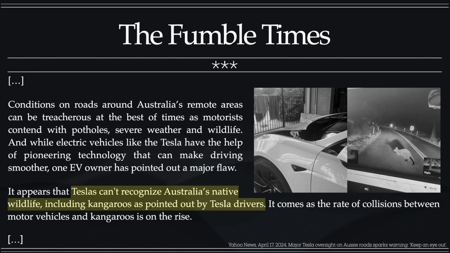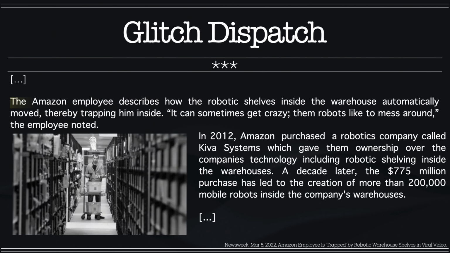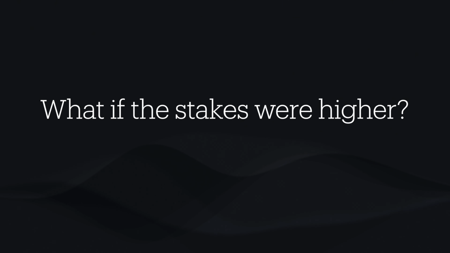There's really no shortage of news that we see when policies don't generalize well. One example is Tesla's not performing well in Australia because they had no kangaroos in their data set. Another one is Asimo, the Honda robot, which confused audience members when they were trying to wave their hand to ask a question versus taking out their smartphone to take a picture of the robot. Another one is this Amazon employee getting trapped in the warehouse because shelves were moving automatically. Okay, it's all fun and games, but what if the stakes were actually higher?